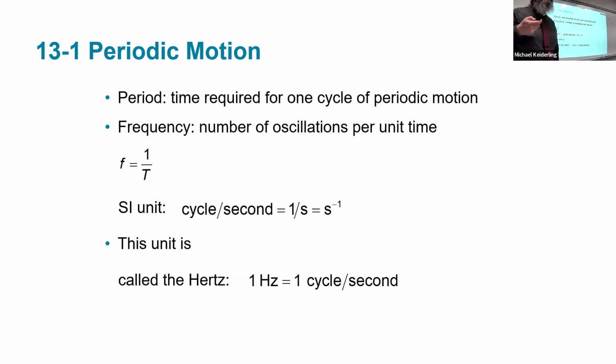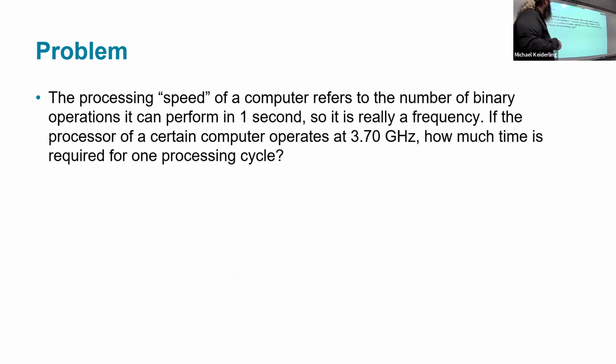You may have also heard it for sound. Humans can hear sounds between about 20 hertz and 20 kilohertz. The processing speed of a computer refers to the number of binary operations it can perform in 1 second, so it's really a frequency. If the processor of a certain computer operates at 3.7 gigahertz, this is the clock speed of a computer. How much time is required for 1 processing cycle?